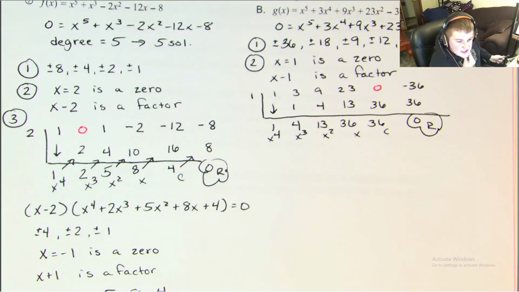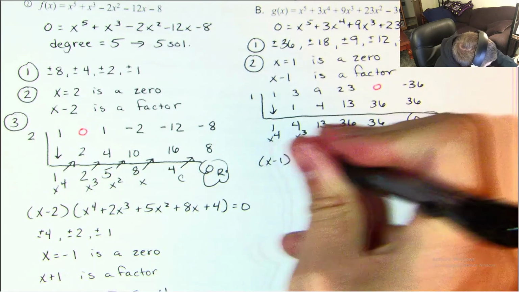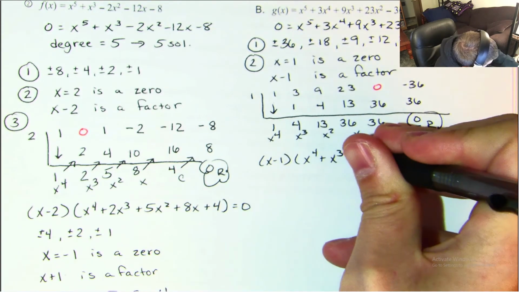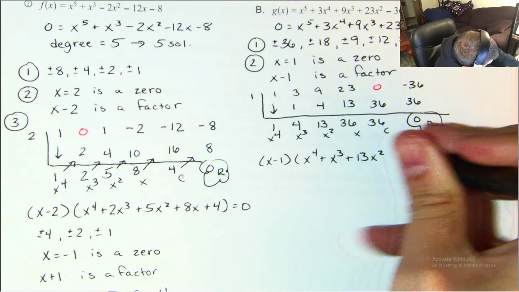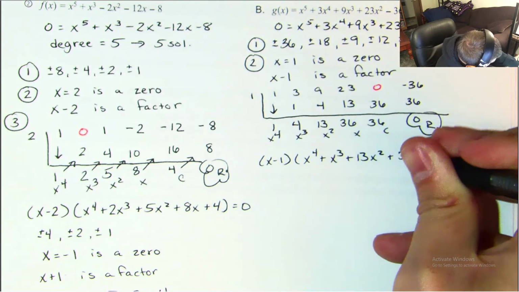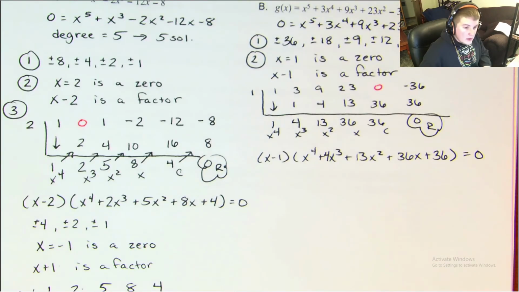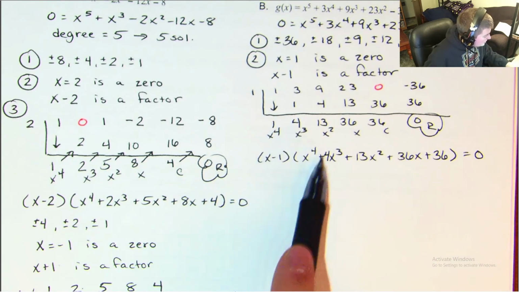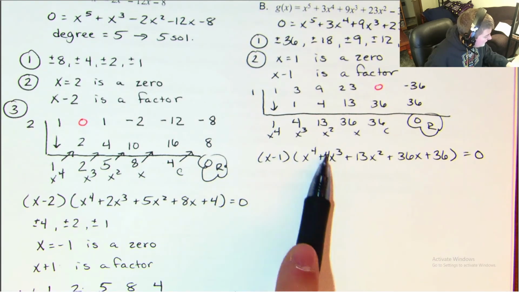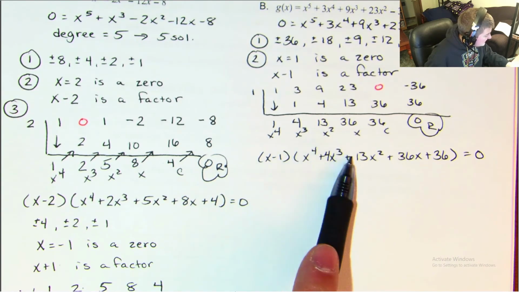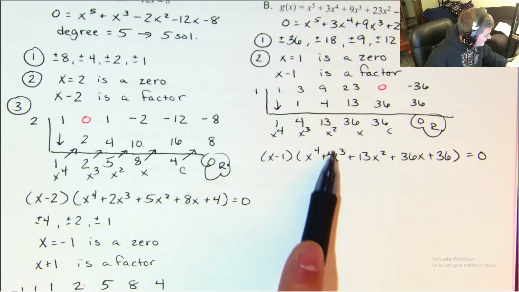All right, so I did my synthetic division. So that means I'm going to get x minus 1 times x to the 4th plus 4x cubed plus 13x squared plus 36x plus 36. And that's equal to 0. Okay, so it looks like I forgot to put a 4 here. X to the 4th plus 4x cubed, 13x squared, 36, and 36 here. So that should be a 4.